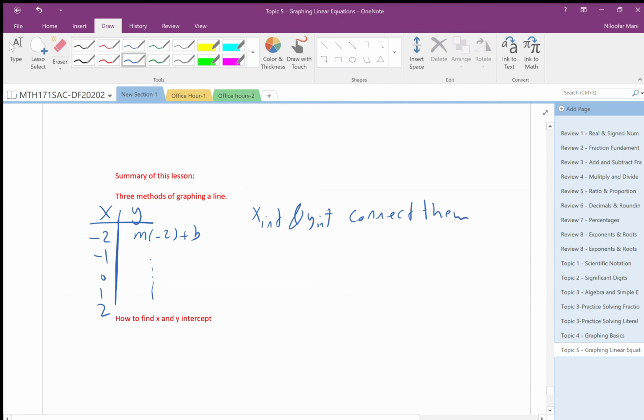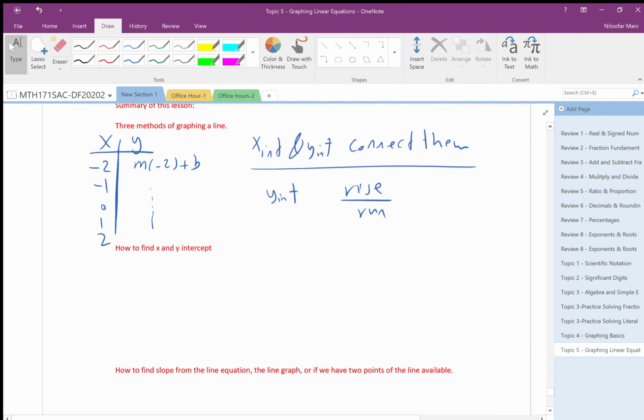Find them and connect them. Another method is you find the y-intercept and use rise over run. Make sure you know all of them. Based on my experience, when it comes to lines, students get confused. So that's why I'm talking about all the lessons that you need.